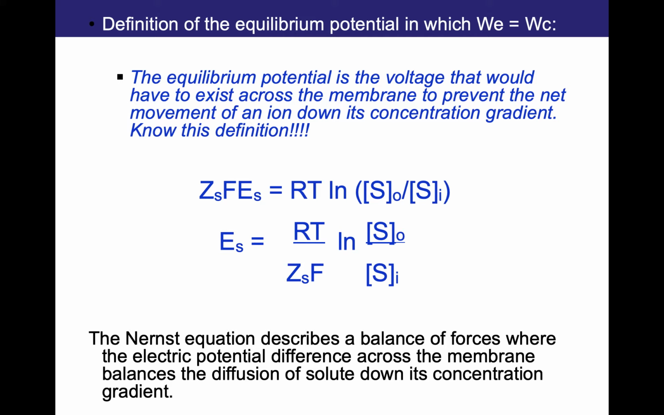And let's take a look at our slide. This is kind of where we left off. So, we had already defined the electrical work as ZFE. That's the electrical work, or WE. And we defined the chemical work as RT times the natural log of the concentration gradient. Multiply that together, okay? So this is where the electrical work exactly equals the chemical work. We're at electrochemical equilibrium. We just rearranged the statement, and now we're going to solve for E, which is called the equilibrium potential. This is the voltage at which the electrical work and the chemical work are exactly balanced.